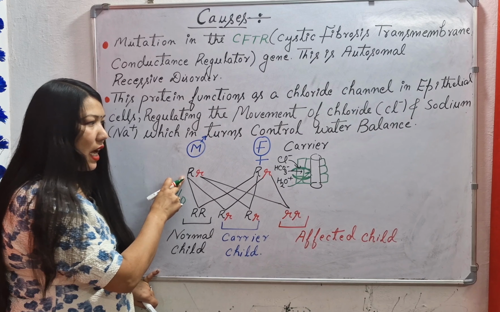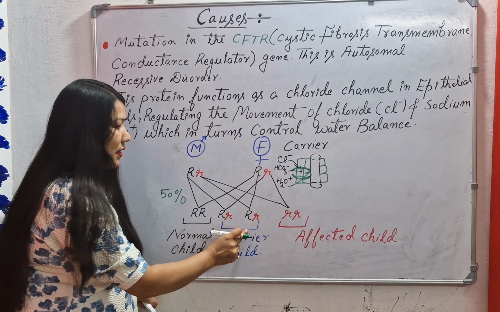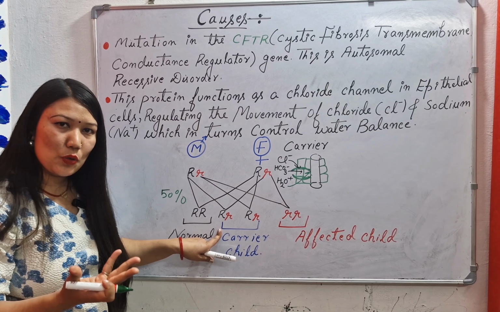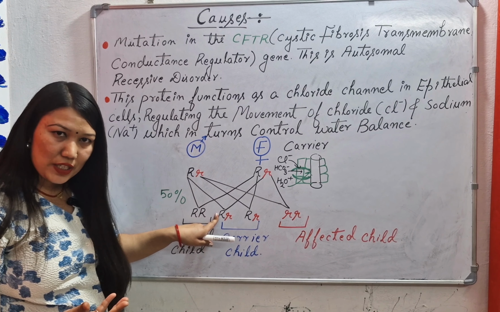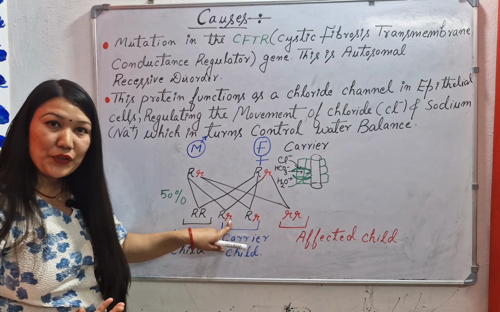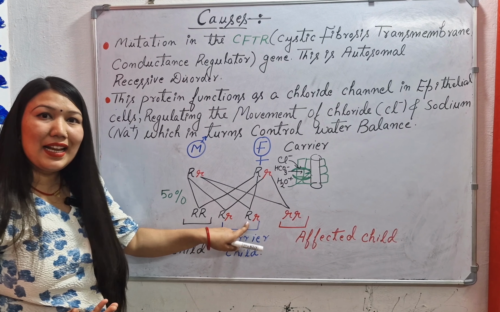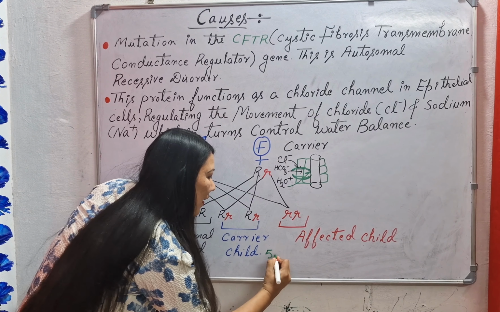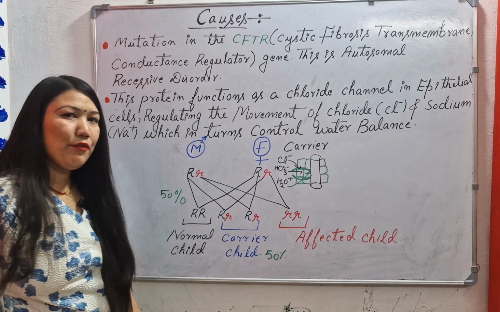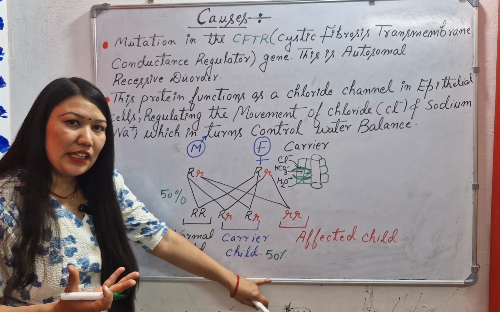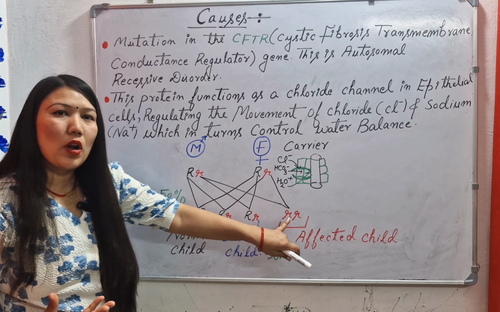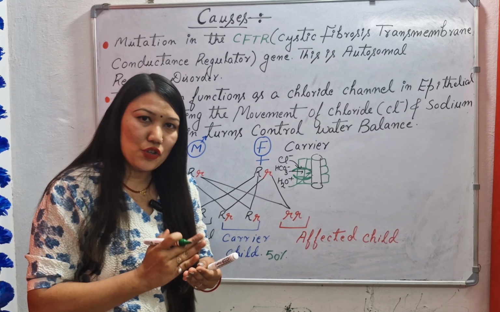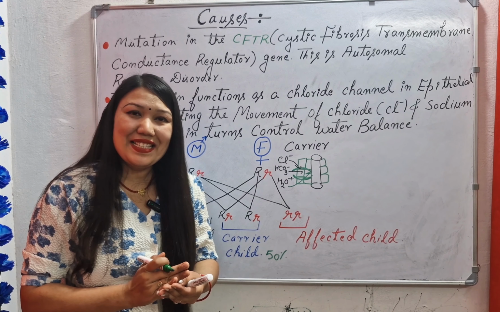Again, when capital R is mixed with small r, carrier children are formed. These children will be carriers of this disease, because they have one dominant gene and one recessive gene of cystic fibrosis, so they are called carriers of the disease. There are 50% chances of a carrier, and the child affected by cystic fibrosis I have shown with the small r. This child is suffering from the cystic fibrosis condition. So it is a genetic disease condition.